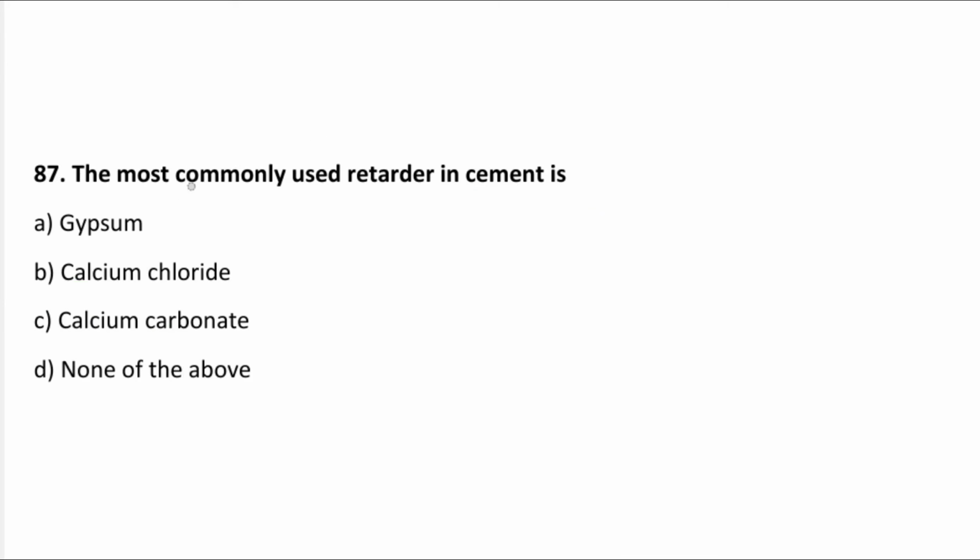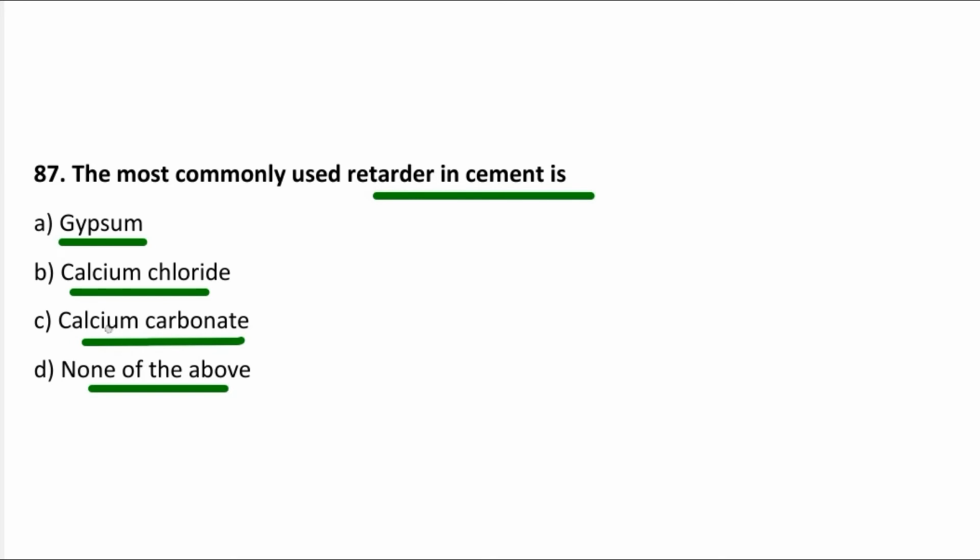So next question. The most commonly used retarder in cement is option A gypsum, option B calcium chloride, option C calcium carbonate, option D none of the above. So the correct answer is option A gypsum.